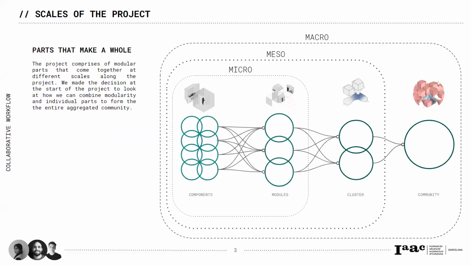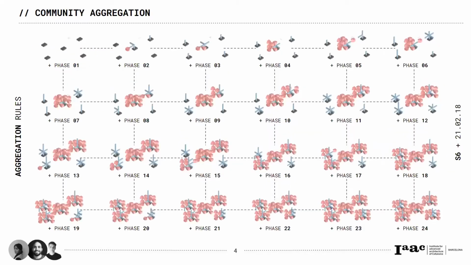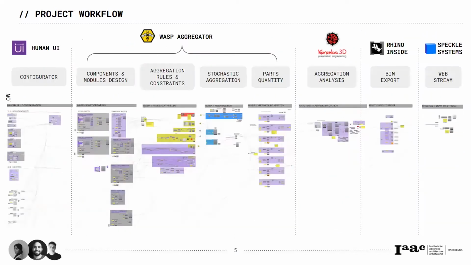For this reason, we design a series of parts that makes the whole system, and we define 3 different levels: micro, meso, and macro. Micro level, where we design the parts; meso level, when we define how the parts relate to each other; and the macro level, that is when we create the total aggregation. For this, we create a rule-based aggregation system that is a stochastic aggregation using WASP, the Grasshopper component. And as you can see here, this is a quick diagram that shows how the community grows and evolves based on the needs across the different phases.